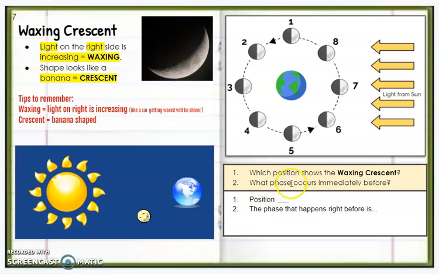So the question here, now what you're going to do, it says which position shows the waxing crescent, which phase occurs immediately before. So again, we started with the new moon, so now we need to figure out the waxing crescent. So I know that, remember, the moon travels counterclockwise. So it would be position 8. And the phase that happened right before. So right before we were at A. Is the new moon. Good.